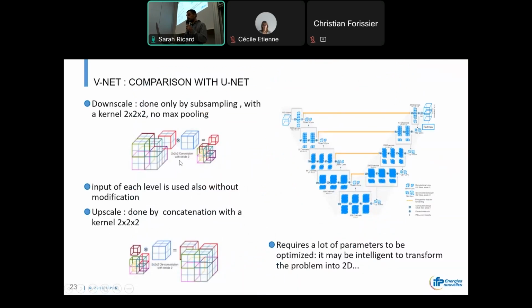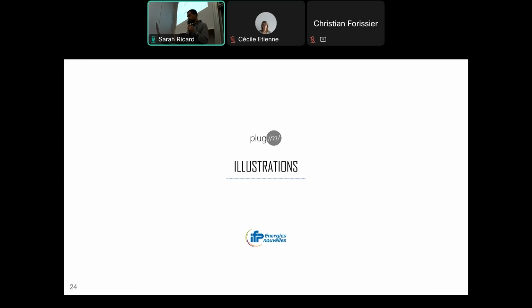So the downscale and upscale are the same as in 2D. It's trivial to obtain. What you need to remember is that it requires a lot of parameters to optimize because you increase the size of your kernels. It's no longer 2D kernels, it's 3D kernels, and it makes a lot of parameters to optimize. So in my experience, it may be smart to transform the problem into 2D problems. Maybe we will see it in the application if we have time. You can solve a lot of 3D problems with only 2D architectures.